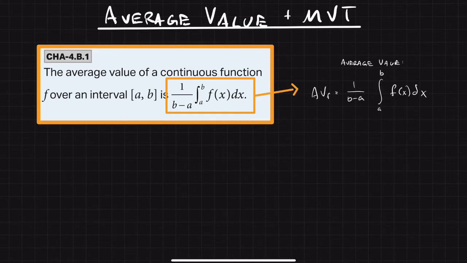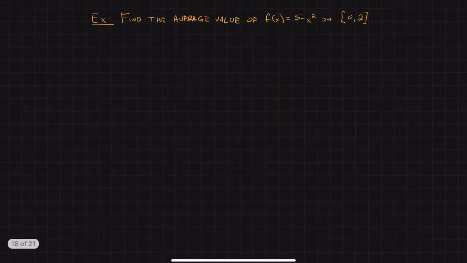Typically, if you want to find the average value of something, you have to add up a lot of different data points and then divide by how many data points there were. But by using this average value equation, this gives us another way to calculate the average value so that we don't need all of those individual data points. So here's an example of how to use the average value.